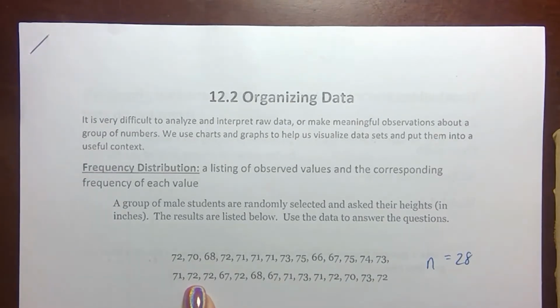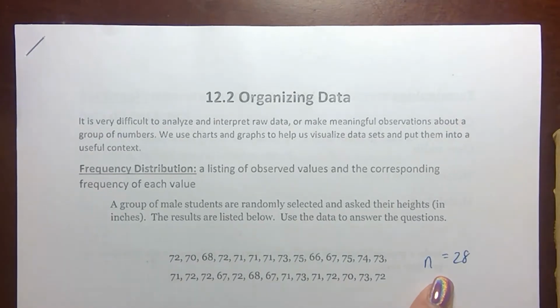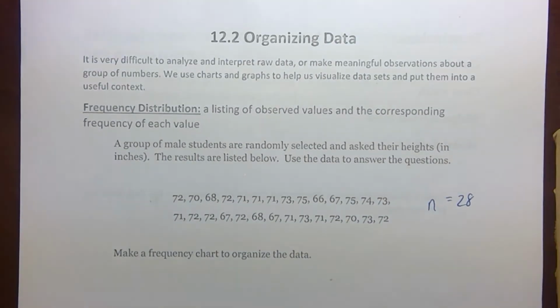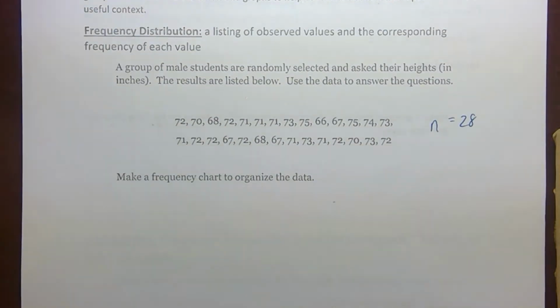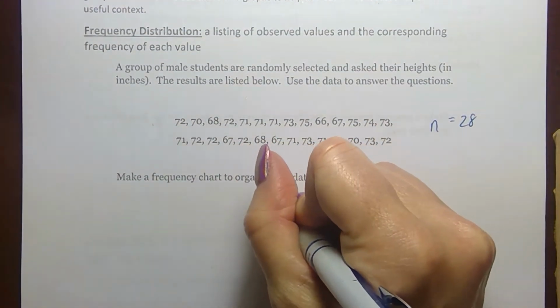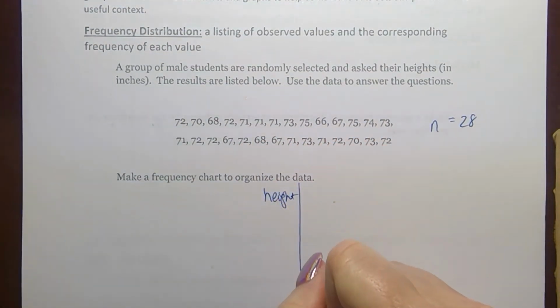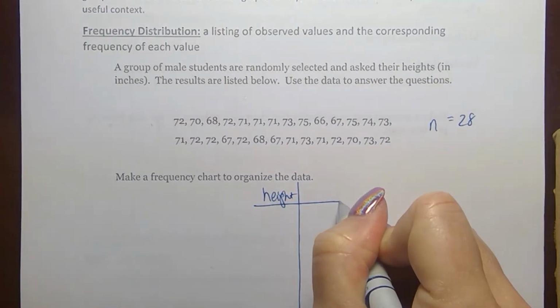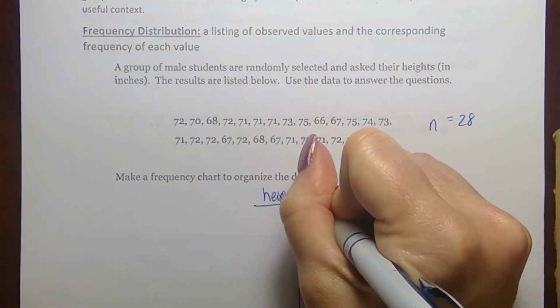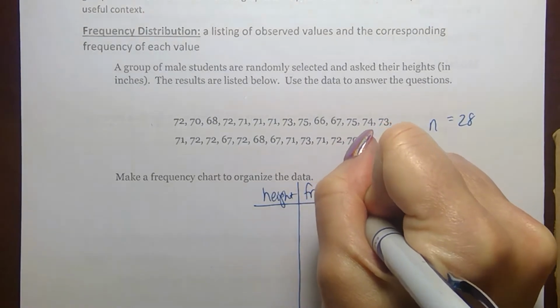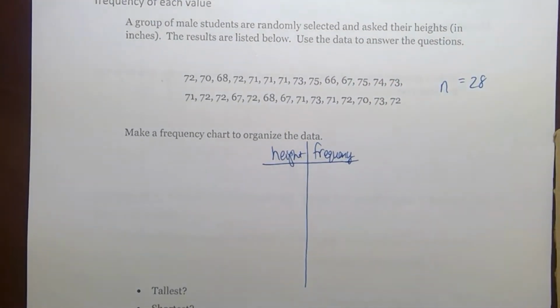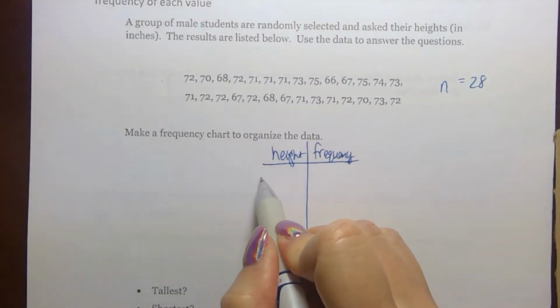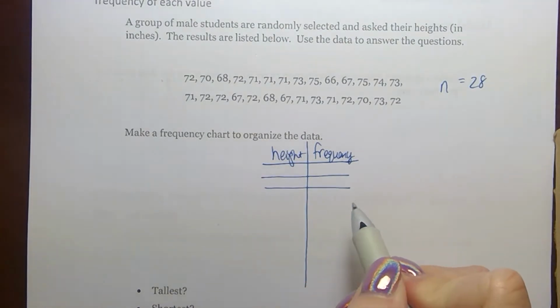If you think about how many data points we have, you count the number of heights listed, you see that we have 28 data points. So N, the number of data points, is 28 for this data set. You're told to make a frequency chart to organize the data. Now, a frequency chart is just super simple. You're going to list the heights. If you list them in order from least to greatest, it makes your life easier. And we're just going to do ticks to mark off the frequency for each height.